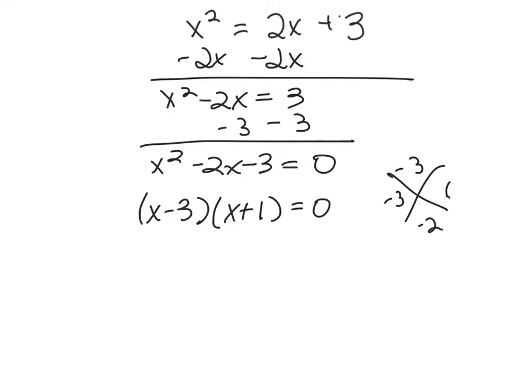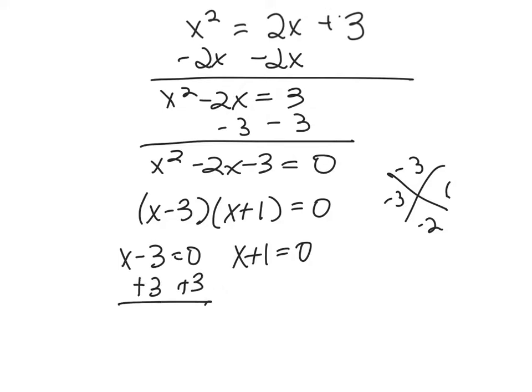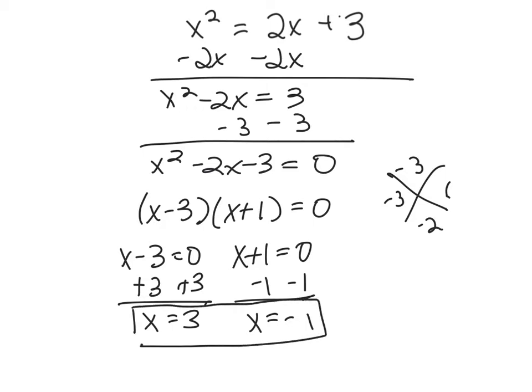And then I would use the zero product property that says x minus 3 equals 0 and x plus 1 equals 0. And I'm going to solve each equation individually. So I get x equals positive 3 and x equals negative 1. And there are your two solutions to solving quadratics by factoring.